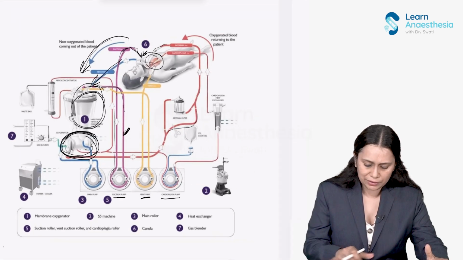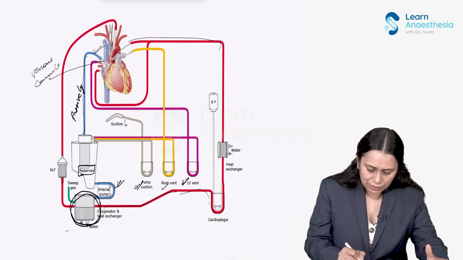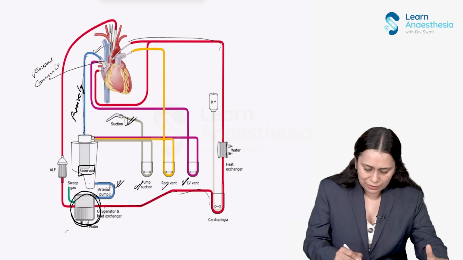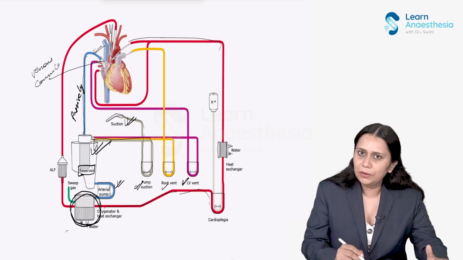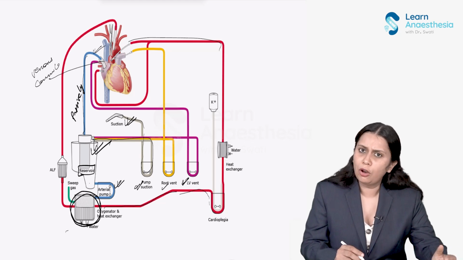If I show you in the simpler diagram, this is the suction pump. Now this sucks the blood and this blood returns to the reservoir. This prevents the loss of blood from the surgical field. This blood is heparinized, potassium rich blood, which can be reused after oxygenation.